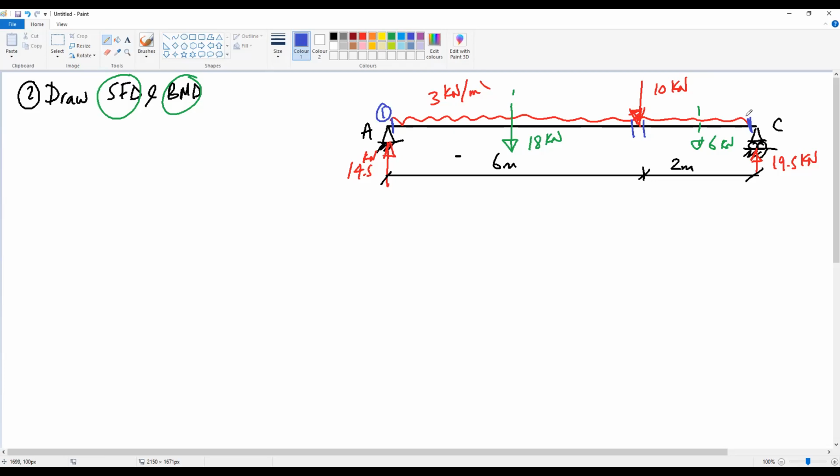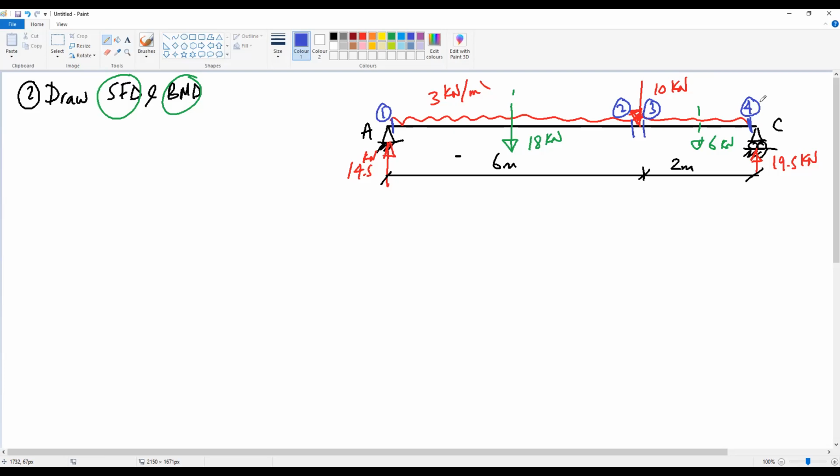We don't need more, so we have only 4 cuts for this beam, because from 1 to 2, we need a cut at the start of the uniform load and at the end of the uniform load. So 1 and 2 are enough for this part, and 3 to 4 is enough for the second part, okay? So we need only 4 sections or 4 cuts for this beam.